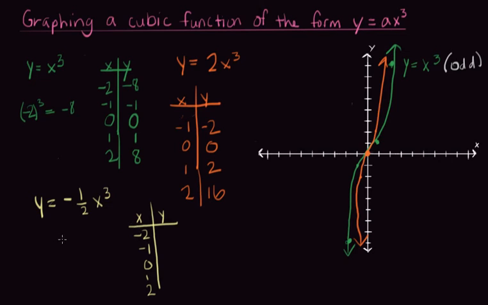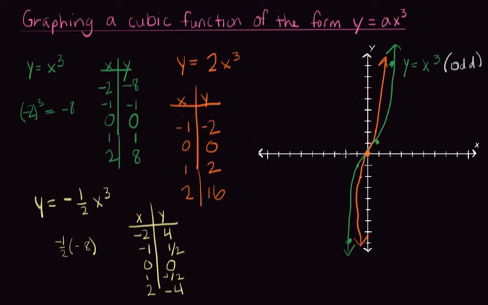Here we have -2 to the third power is -8, and -1/2 times -8 should be +4. Negative 1 to the third power is negative 1 times negative 1/2 is positive 1/2. 0 times anything is 0. 1 to the third is just 1, so it's going to be negative 1/2. And then 2 to the third is 8, and negative 1/2 of that is negative 4. So if we have a negative multiplier, it's going to flip everything around.